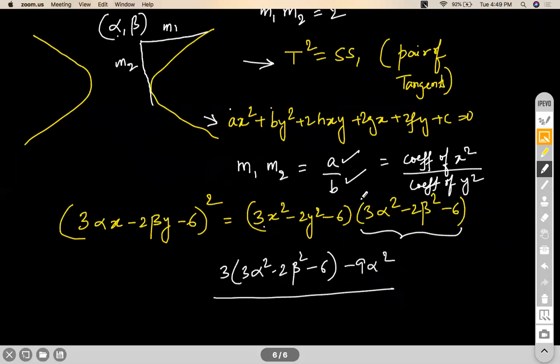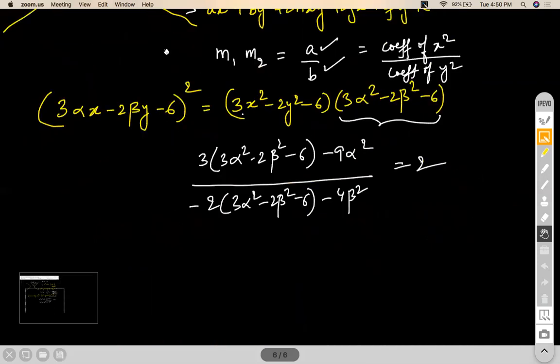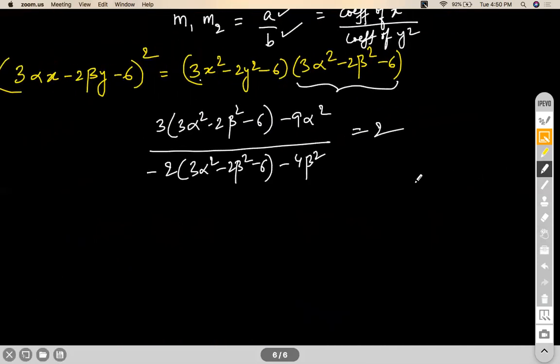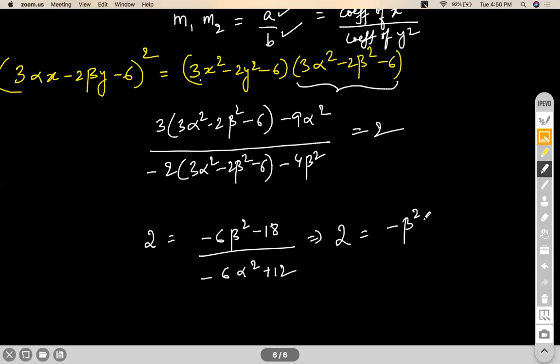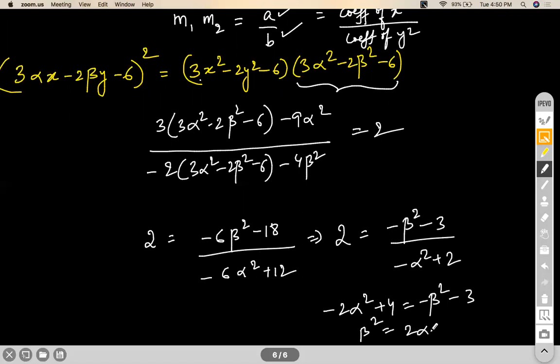What is the coefficient of y square? Coefficient of y square will be minus 2 into this, and from here I will get minus 4 beta square. This ratio is given to us as 2 in the question, because M1 M2 is given as 2. So from here, we have to find the relationship between alpha and beta. Let's try to simplify this. By the way, 9 alpha square will get cancelled off. So I'll be getting minus 6 beta square minus 18 upon plus 4 beta square, and minus 4 beta square will get cancelled off. So I'll get minus 6 alpha square plus 12. By the way, 6 also we can remove from here: minus beta square minus 3 by minus alpha square plus 2. Take it to the other side: minus 2 alpha square plus 4 is minus beta square minus 3. So that gives you beta square as 2 alpha square minus 7.